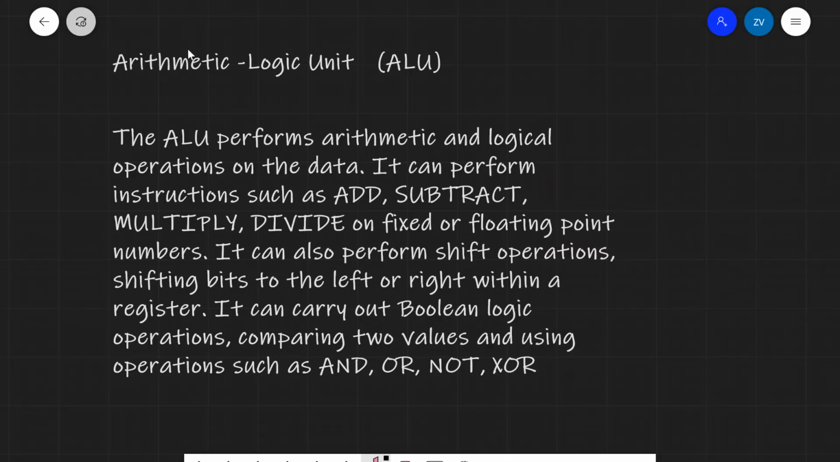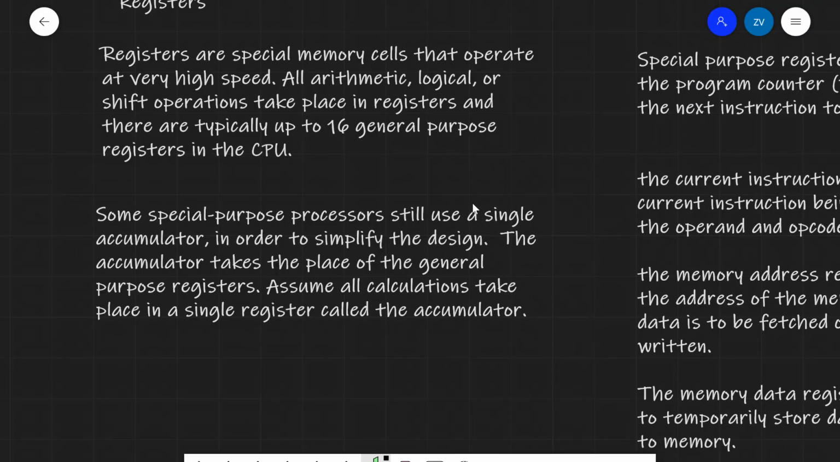Okay guys, next one up that we need to revise is the arithmetic logic unit. The ALU performs arithmetic and logical operations on the data. For instance, it can perform instructions such as add, subtract, multiply, divide on fixed or floating point numbers. It can also perform shift operations, shifting bits left or right within a register. It can carry out Boolean logic operations, comparing two values and using operations such as AND, OR, NOT, or exclusive OR.